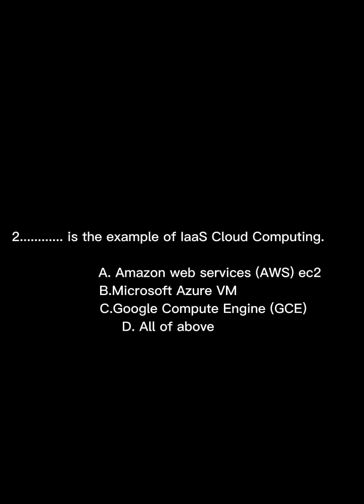Answer B. 2. Which is the example of IaaS cloud computing? A. Amazon Web Services EC2. B. Microsoft Azure VM. C. Google Compute Engine GCE. D. All of above.